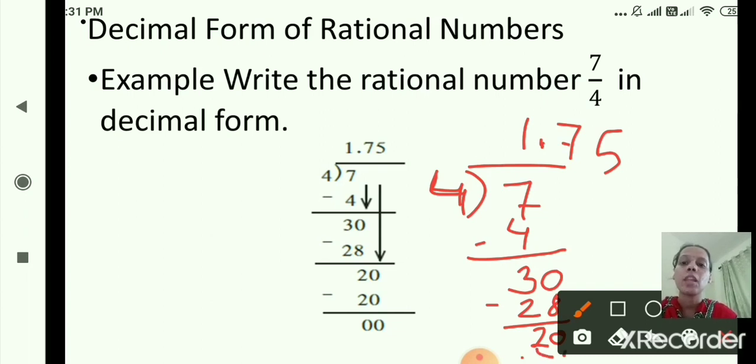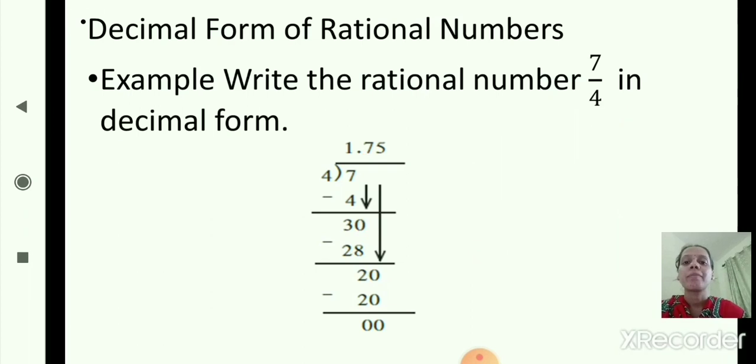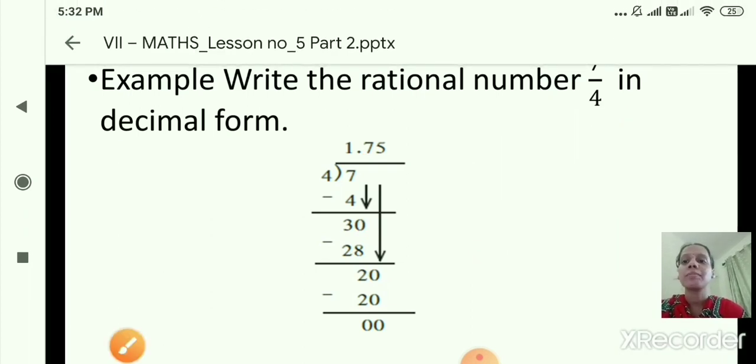Hope you are clear. Now after doing the subtraction, we get the remainder 0. See here in these steps. Okay, so what is the answer now? See the answer, 1.75. This is the quotient and this is the answer. So we have converted this rational number 7 upon 4 into decimal form. So what is the decimal form? 1.75. Yes, whenever you write your decimal point, you will add 0 here, right? Okay, hope you are clear with this sum. This is the example. Now we'll move to the next.